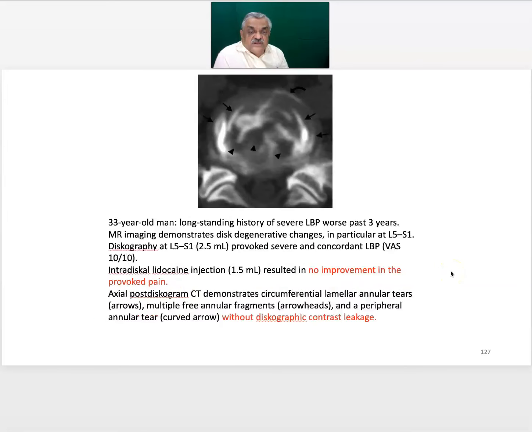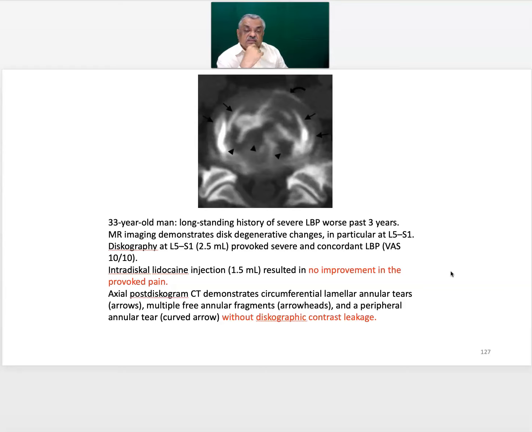Now there is another study where we find this is a 33-year-old man, long-standing history of severe low back pain, worse for last 3 years. MR shows a disc degenerative change, in particular at L5-S1. Now we do a discogram and we are able to inject 2.5 ml inside the disc. It provoked a severe concordant low back pain, 10/10.